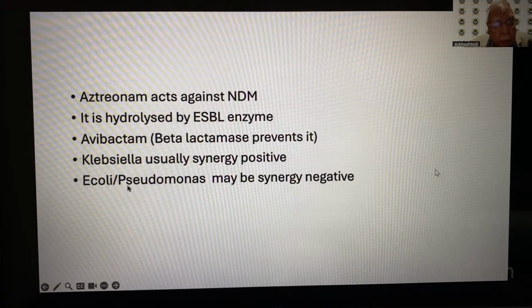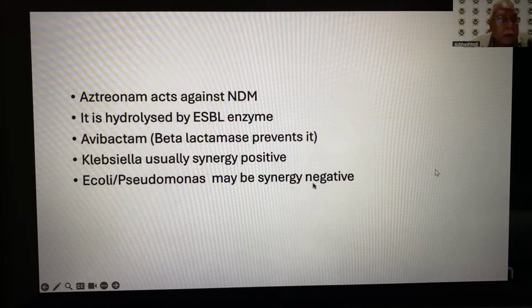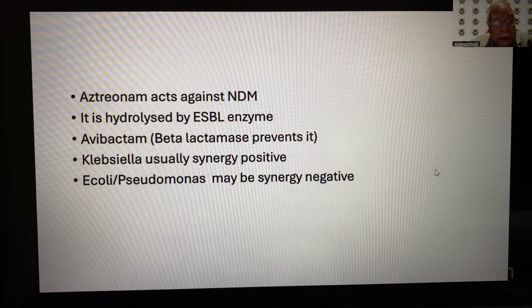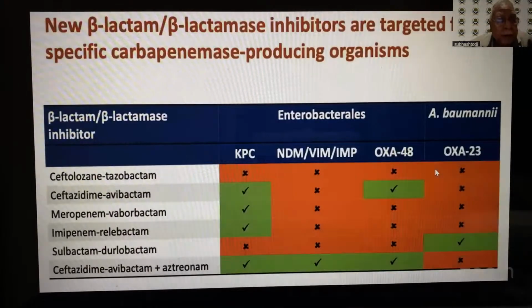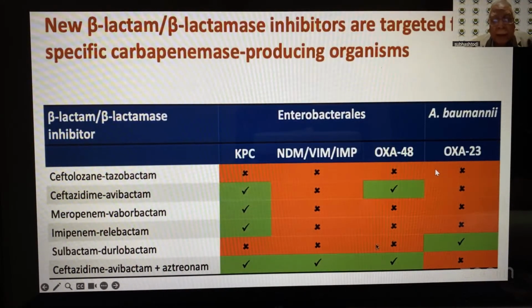They are usually not synergy positive. They may be synergy negative. So if we get an E. coli or Pseudomonas during a synergy test, it becomes very important. We can get away without this test by using Klebsiella. But what is the problem with this? Ceftazidime, avibactam with aztreonam doesn't cover Acinetobacter.